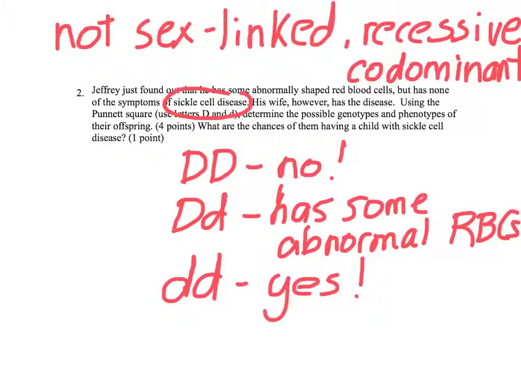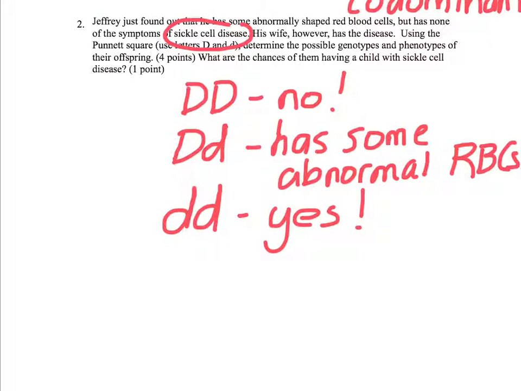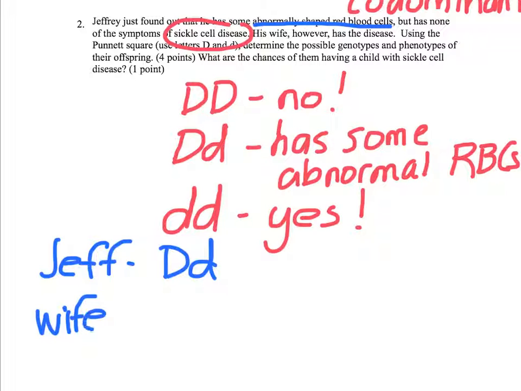So we're looking at Jeffrey, who just found out that he has some abnormally shaped red blood cells. So Jeff here must be Dd, capital D, small d, but has none of the symptoms of sickle cell disease. I even say it in the problem. His wife, however, has the disease. So his wife is definitely small d, small d. Using the Punnett Squares, determine the possible genotypes and phenotypes of their offspring.